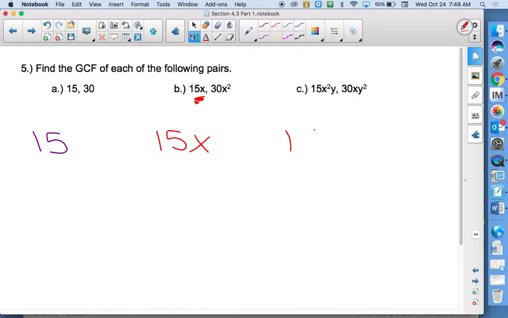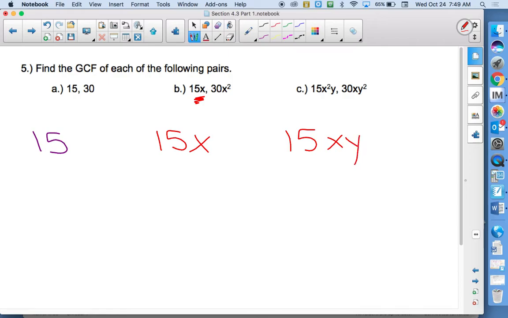So we know 15, because we're dealing with 15 and 30. And then Emma, what would the variables be that they have in common? xy. So the first one has an x squared, but the second one only has an x. So that means because the second one only has an x, they can only have an x in common.